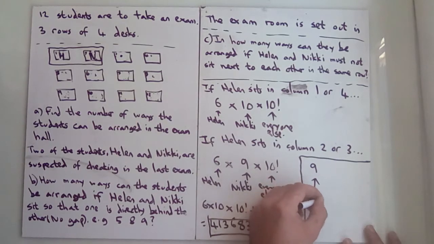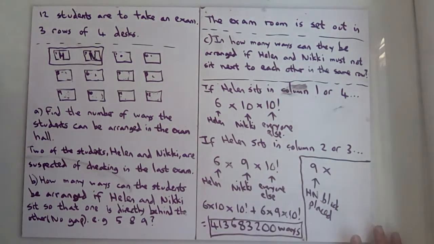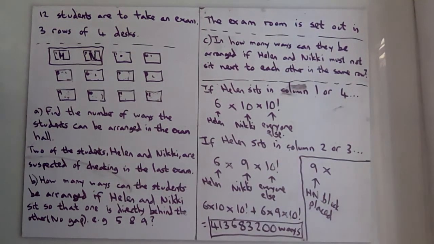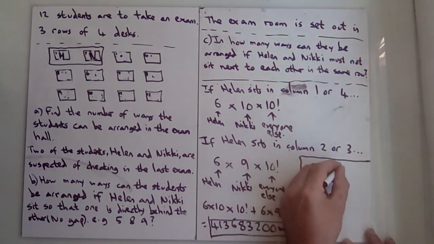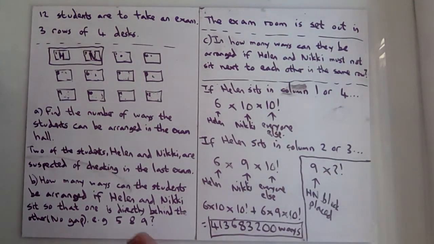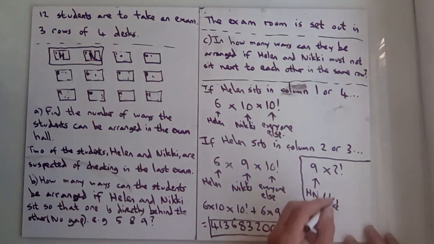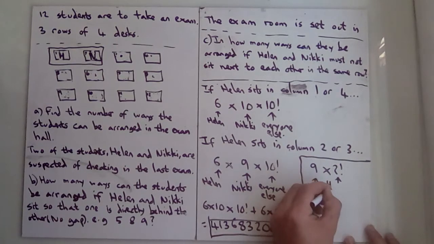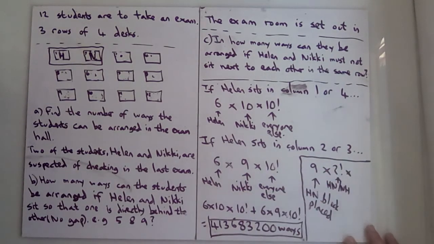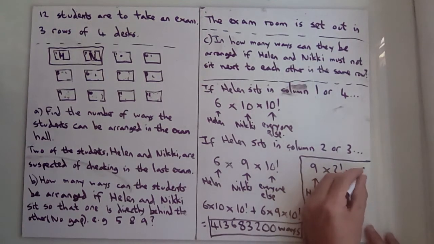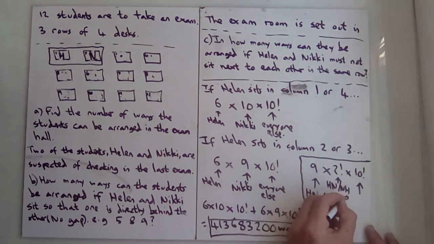HN block placed times, well, then you need to consider HN or NH. So that would be 2, or 2 factorial ways. This is kind of the internal arrangements of the H and N. HN or NH times, well, then you've just got to seat everybody else. So 10 factorial ways, everyone else.